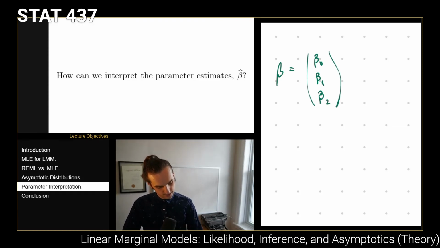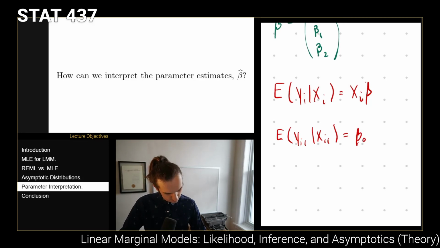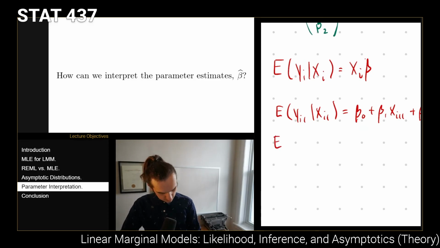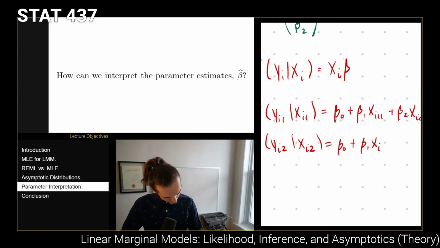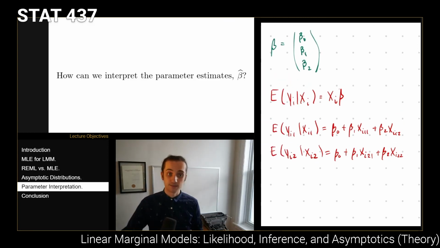And really, when we write out this expected value of yi given xi equals xi beta, what we're saying is that the expected value of yi1 given xi1 is going to be equal to beta 0 plus beta 1 xi11 plus beta 2 xi12, and then the expected value of yi2 given xi2 is beta 0 plus beta 1 xi21 plus beta 2 xi22, for instance, right?